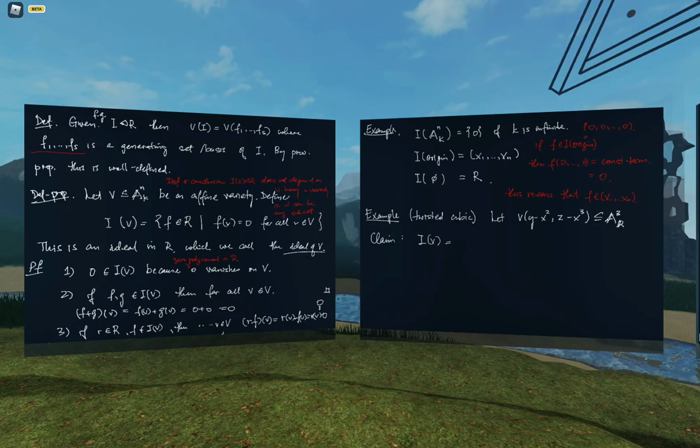Cool. So the claim here is that you have the variety given by these two equations. It's y equals x squared, z equals x cubed. It's inside a three-dimensional space because there are three variables, and the claim is that the ideal of this variety is equal to exactly the ideal generated by these two things.